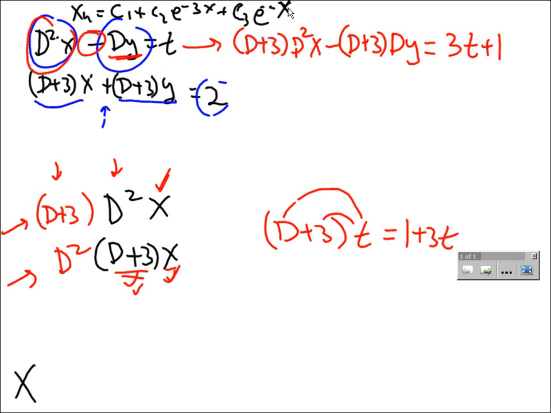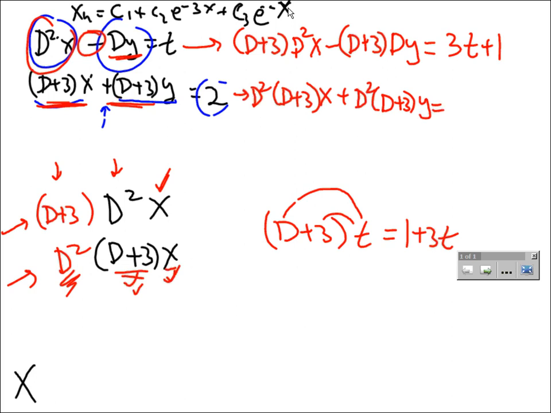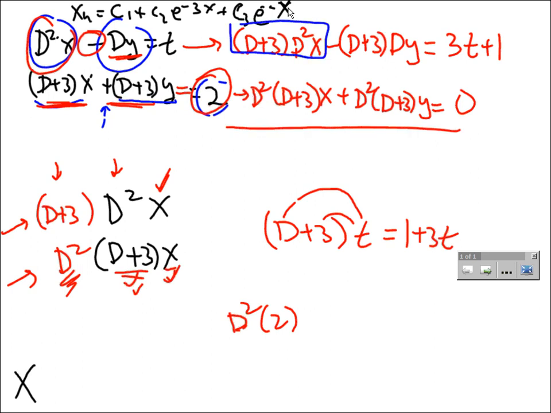And for the bottom equation, I do d squared to both sides. I'll do d squared to this term plus d squared to that term plus d squared to that term. And when you take the second derivative of 2, you get 0. Now, these two terms are exactly the same. So I subtract.